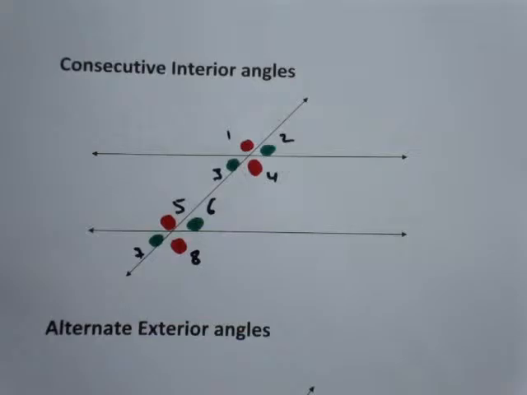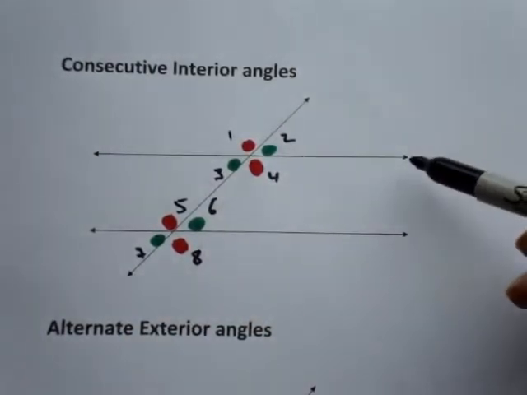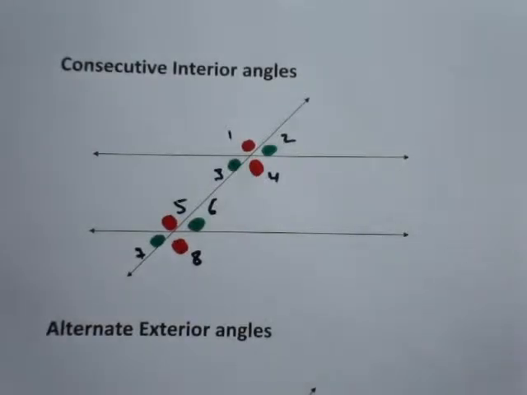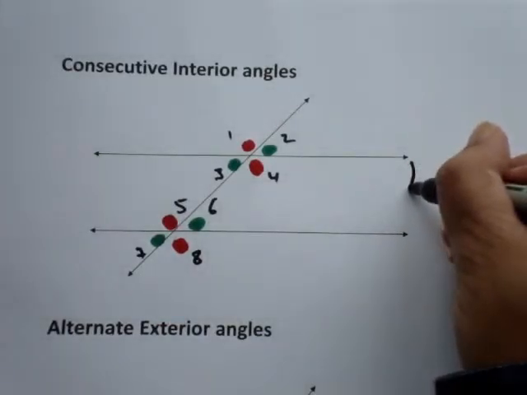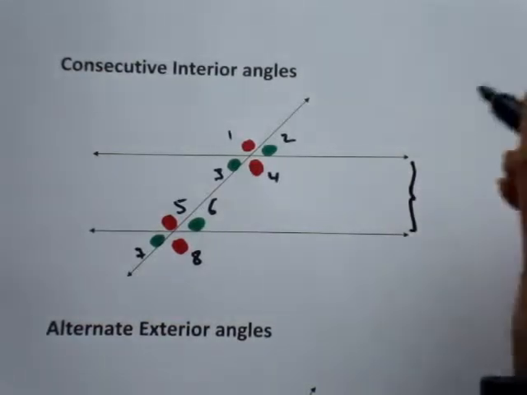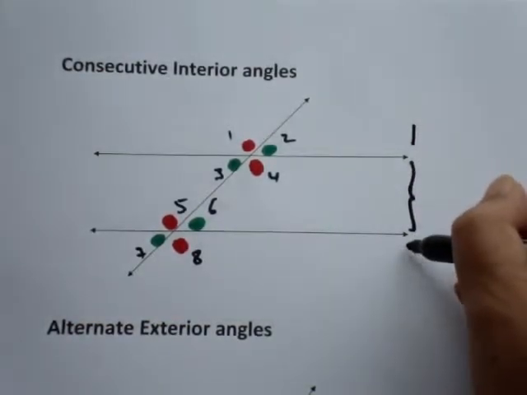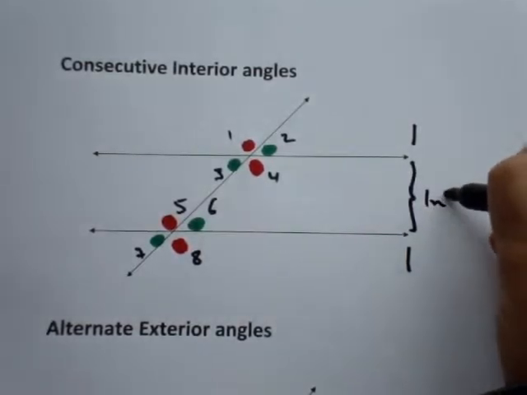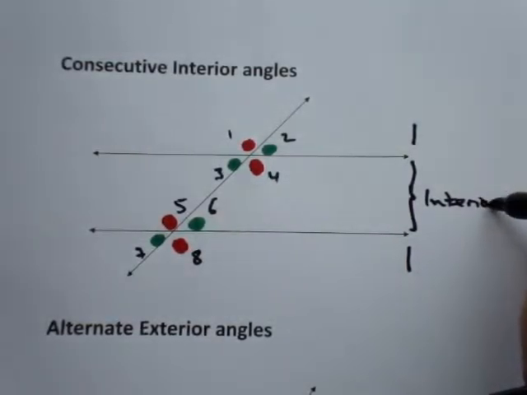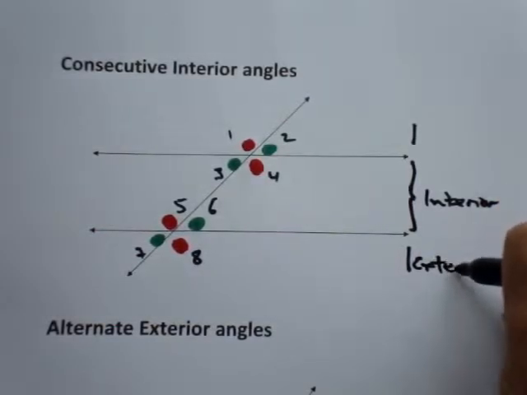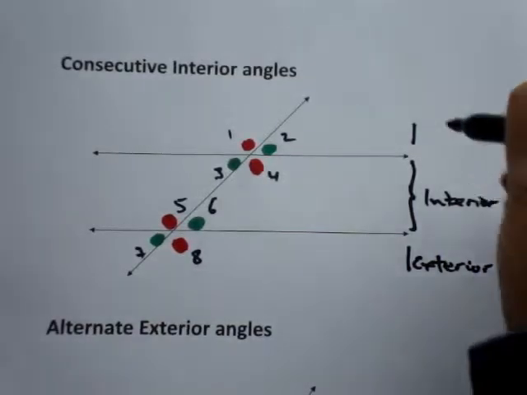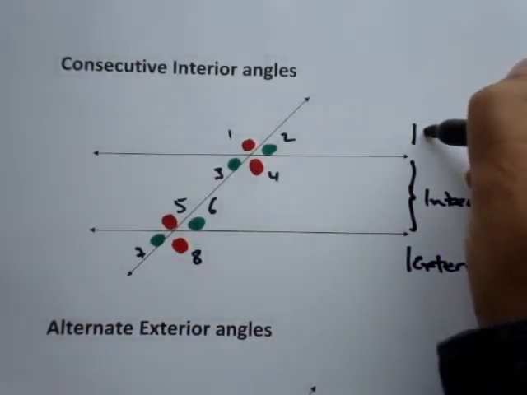Now when we're looking at this special case of where a transversal crosses two parallel lines, when we're talking about interior, that's inside here, and the exterior is this part and this part. So this is the interior. And this is the exterior, and also this is the exterior.